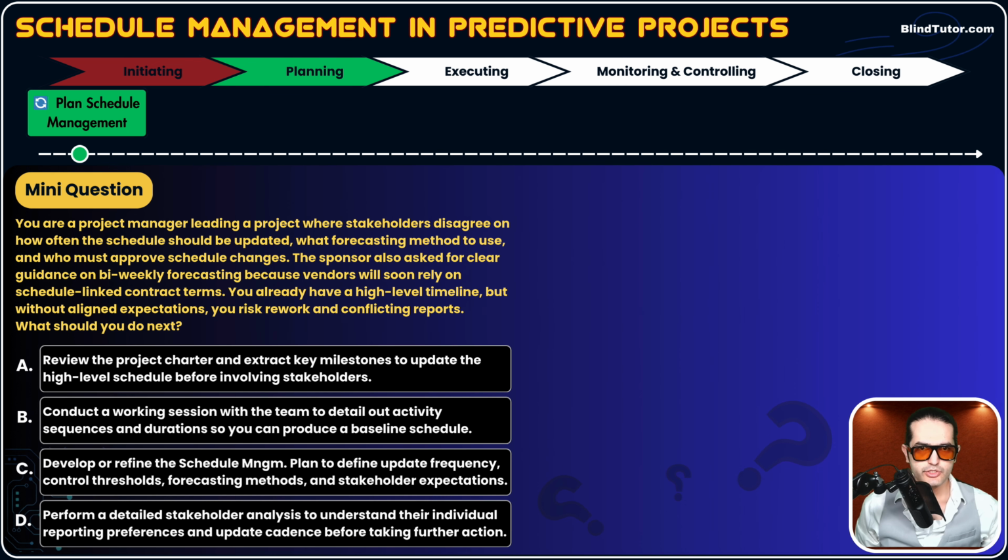A. Review the project charter and extract key milestones to update the high-level schedule before involving stakeholders. B. Conduct a working session with the team to detail out activity sequences and durations so you can produce a baseline schedule. C. Develop or refine the schedule management plan to define update frequency, control thresholds, forecasting methods, and stakeholders' expectations. And D, perform a detailed stakeholder analysis to understand their individual reporting preferences and update cadence before taking further action.